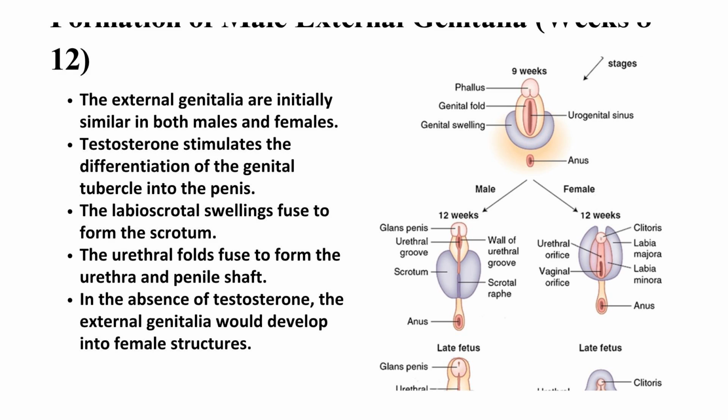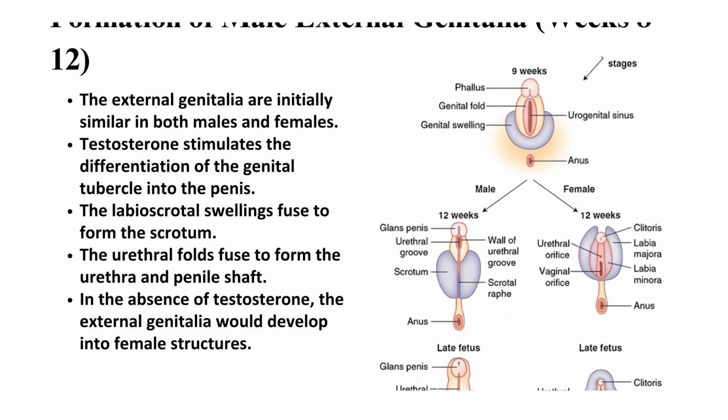Fourth, formation of male external genitalia, weeks 8 to 12. The external genitalia begin to form between the 8th and 12th weeks of pregnancy, and this process is also regulated by testosterone and dihydrotestosterone, DHT, a more potent form of testosterone. Male external genitalia development: genital tubercle. Early in embryonic development, both male and female embryos have a genital tubercle, a small protuberance between the legs. The presence of testosterone stimulates the genital tubercle to elongate and develop into the penis.